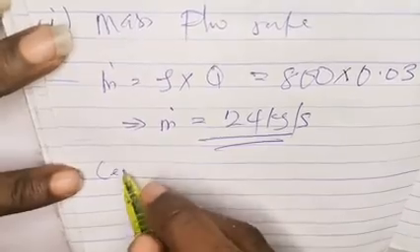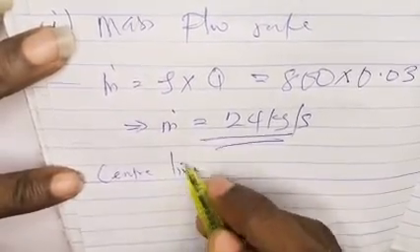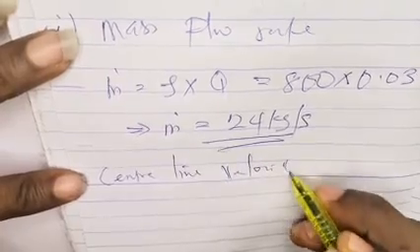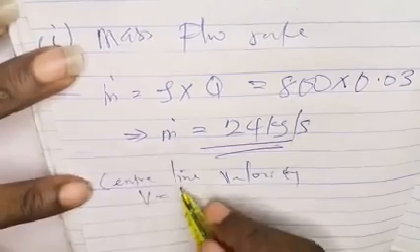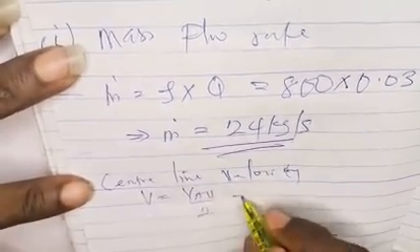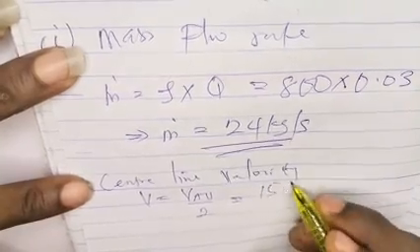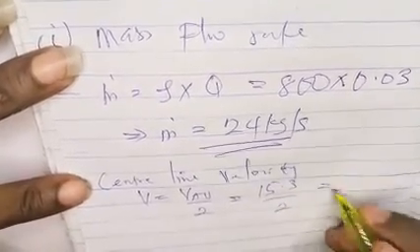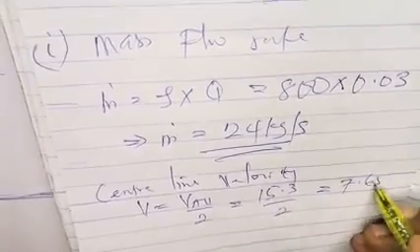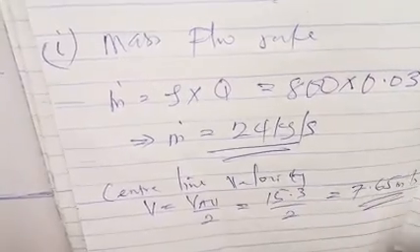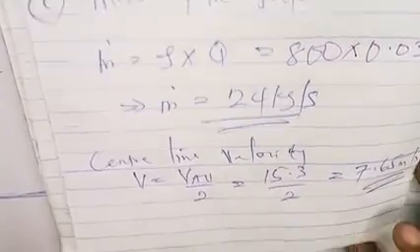Okay, so center line velocity is simply v equal to average velocity divided by 2, and the average velocity gives us 15.3 divided by 2. This will give us the center line velocity, 7.65. So you have 7.65 meters per second. So this is the center line velocity.